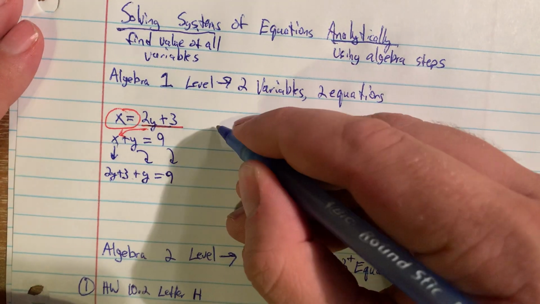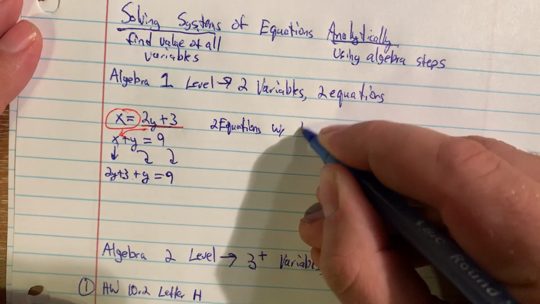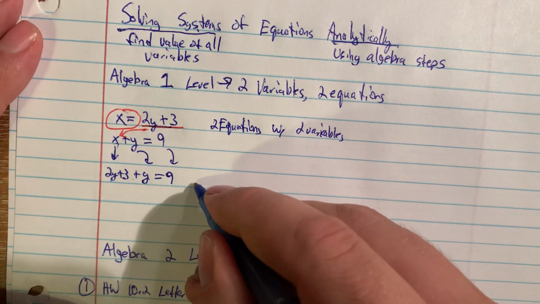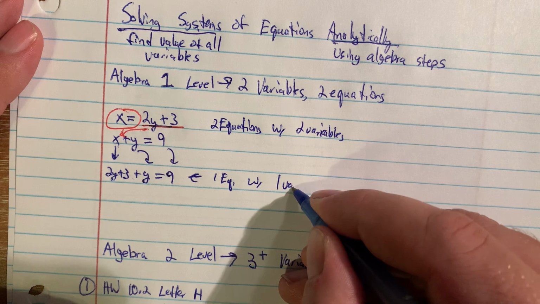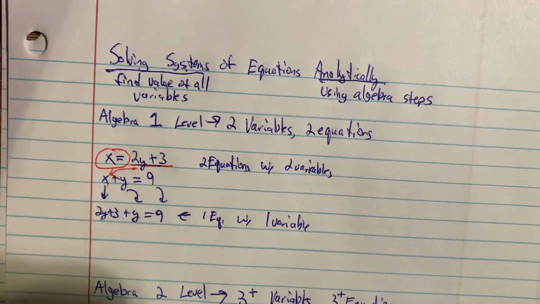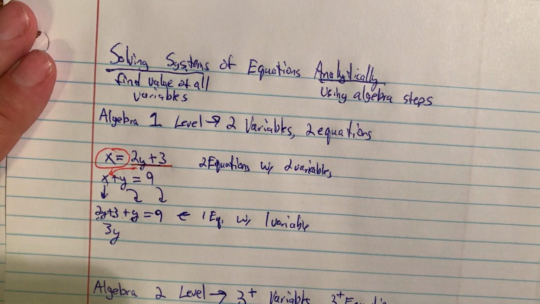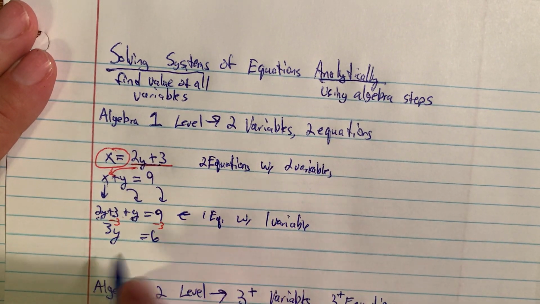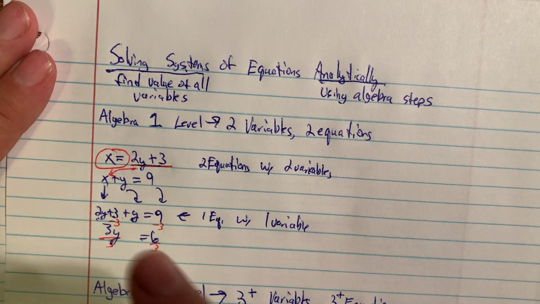And what this does is, instead of having two equations with two variables, when we do substitution, now we have one equation with one variable. And we can solve it using our basic Algebra 1 steps that we learned at the beginning of Algebra 1. So we can combine like terms, we can subtract 3 on both sides of the equation, get equals 6. We can divide by 3 on both sides, and we can get what y is equal to.